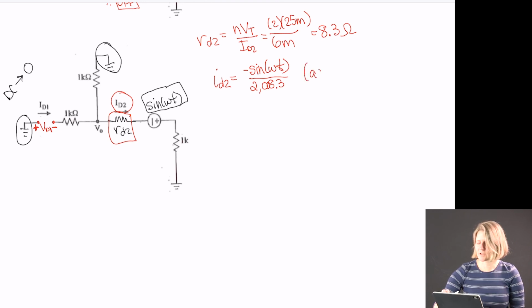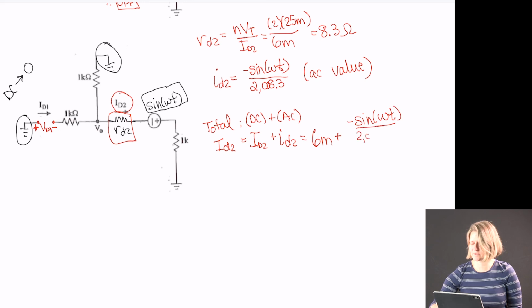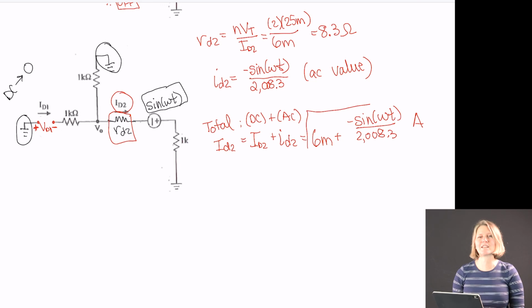So your total value is going to be the DC value plus this AC value. So we have 6 milli plus that minus sine omega t divided by 2008.3 amps. And that is our total solution to finding ID2.